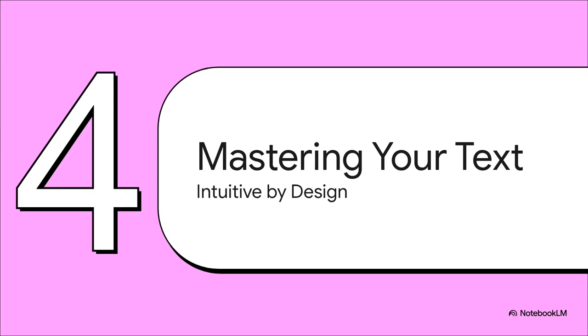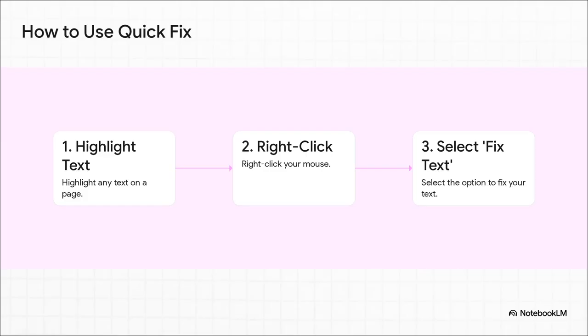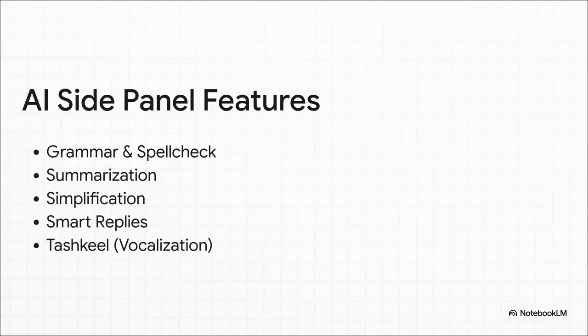Okay, so this all sounds great, but how do you actually use it? Well, you'll be happy to hear it's designed to be incredibly simple. For those quick formatting fixes, it's almost laughably easy. You literally just highlight the broken text, you right-click your mouse, and you select Fix Text. That's it. Instantly, your text is cleaned up and looks exactly how it's supposed to. No fuss.